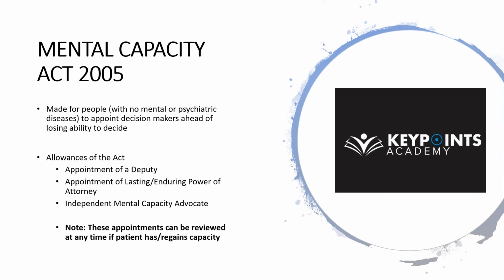Now, this act allows the appointment of 3 cadres, but of course, the clinician is only interested in 1. Appointment of a lasting or enduring power of attorney is an appointment of someone who has the ability to take medical decisions for a patient who has lost capacity to take a decision at that time. The appointment of a deputy and the independent mental capacity advocates do not involve a medical component. So a lasting or enduring power of attorney can take medical decisions for a patient who has lost capacity. Note that at any time, these appointments can be reviewed, so long as the patient has capacity, or either lost capacity initially and has regained the capacity, they can review these appointments.